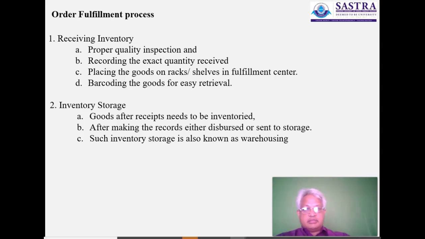The stage number 2, we talk about inventory storage. Inventory storage is when the goods arrive at the warehouse or the fulfillment center or the distribution center, it needs to be inventoried. The meaning of inventoried is it has to be recorded completely with all the details, and the specification should be put on records. It can be either computerized or a physical record as the need arises and required.